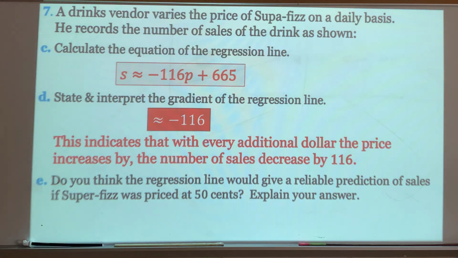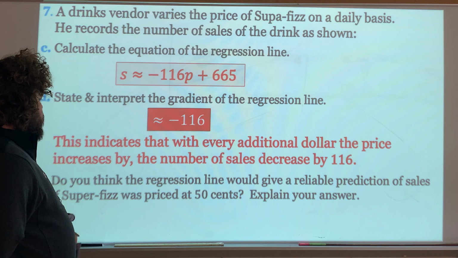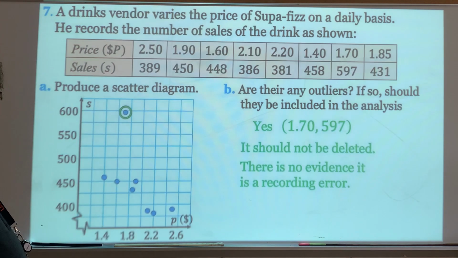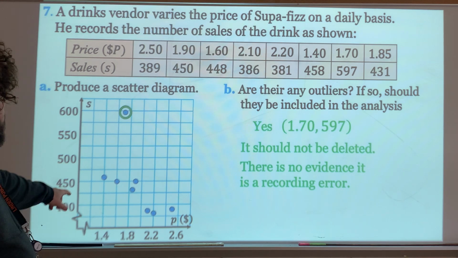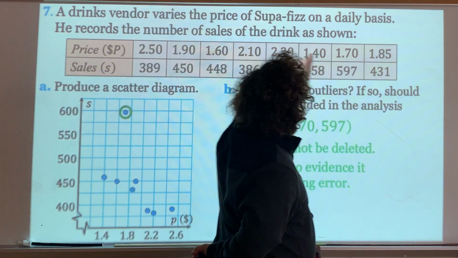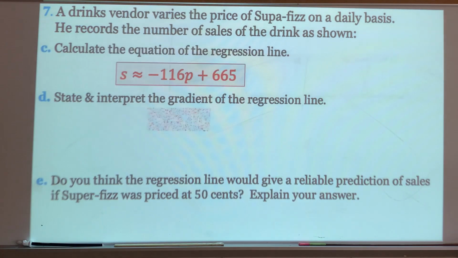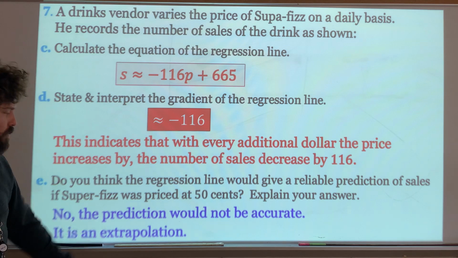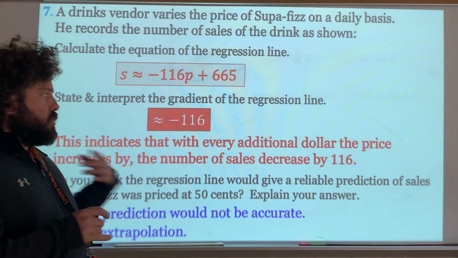Do you think the regression line would give a reliable prediction of sales if it was priced at 50 cents? So 50 cents, let's see. Does that fall within the regression line's data range? No, right? That's an extrapolation. All right, the prediction will not be accurate. It's an extrapolation. It is too cheap.